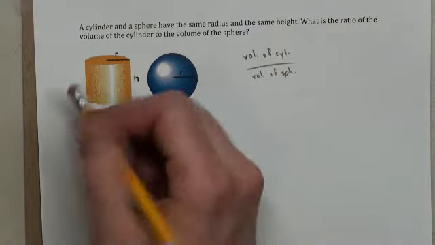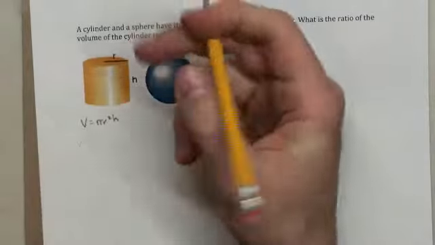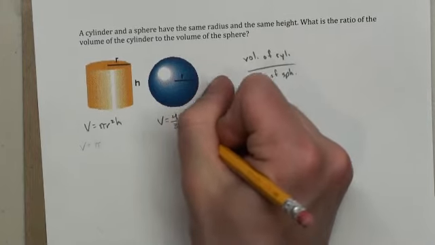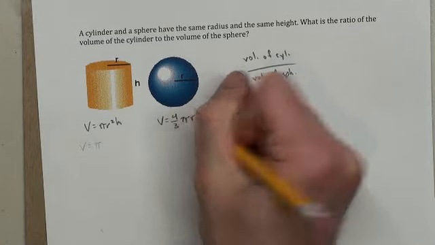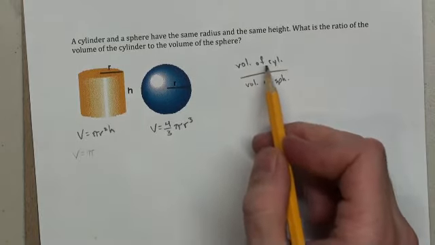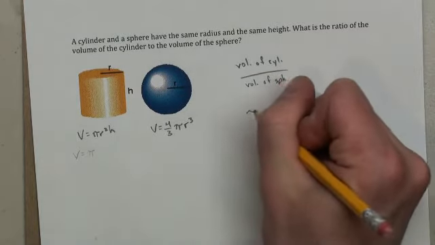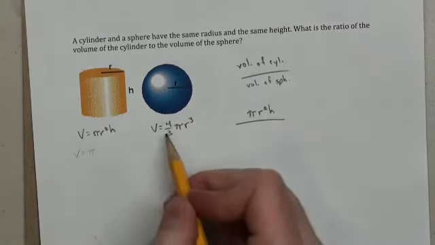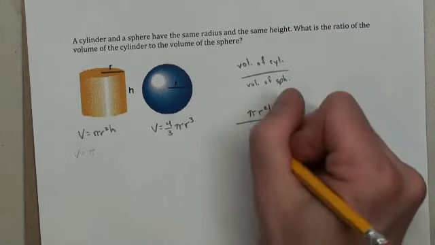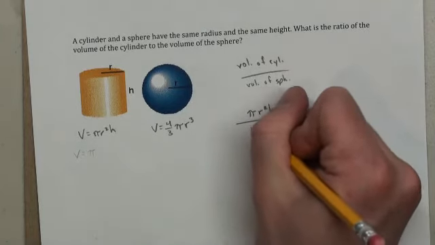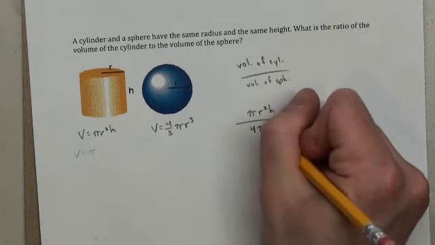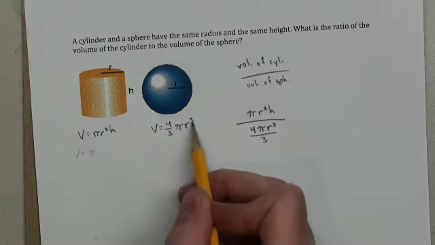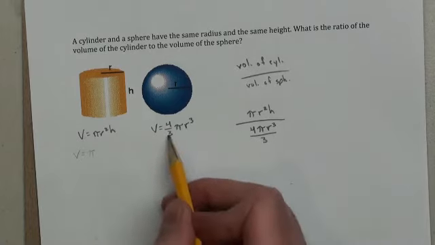We don't even have to plug in any values, right? Watch this. The volume of the cylinder is pi r squared h. The volume of the sphere is 4/3 pi r cubed. So the volume of the cylinder goes on top, pi r squared h, over the volume of the sphere on the bottom, which is 4 pi r cubed over 3. I'm putting this fraction together, right? I'm allowed to put all the things on top and the 3 on the bottom.